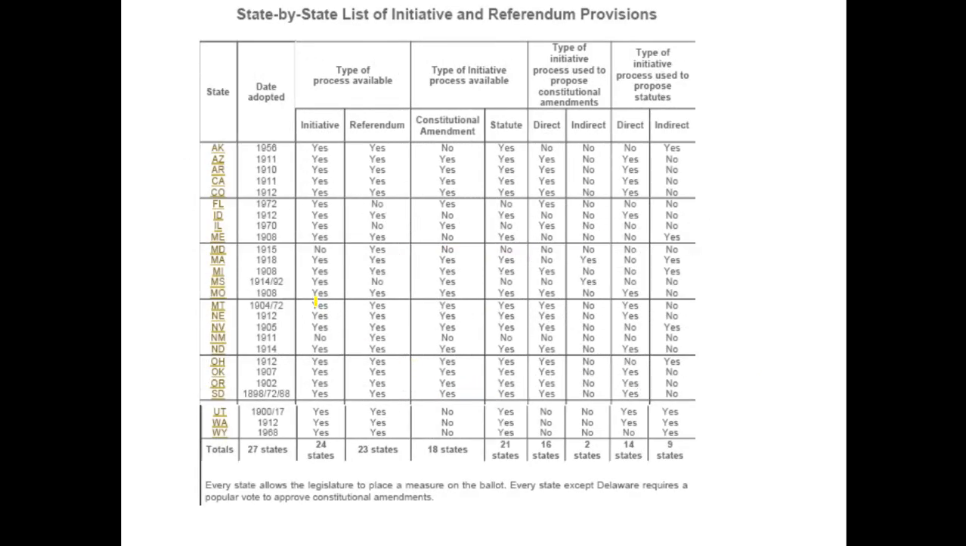Here's a chart. As you can see right here, types of initiatives. Constitutional amendment: we see 18 states here that have this process, and what's also interesting is that all of these processes were adopted during the progressive era. So there has not been virtually any activity in the modern era as far as creating these initiative processes. That brings up some questions as to how effective they are or how attractive they are.